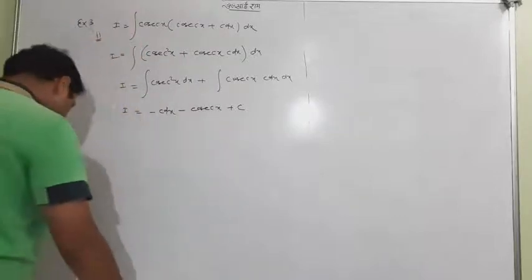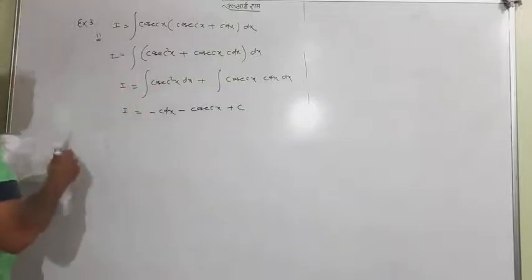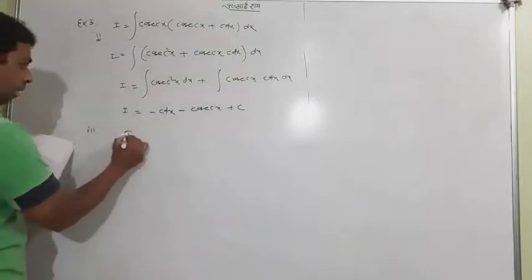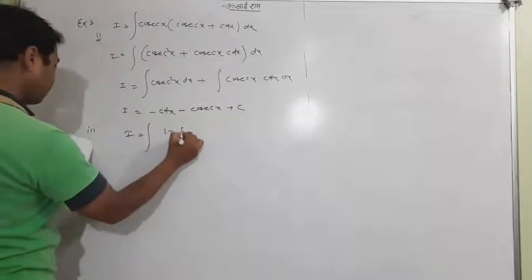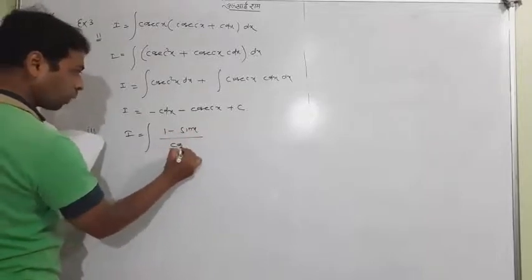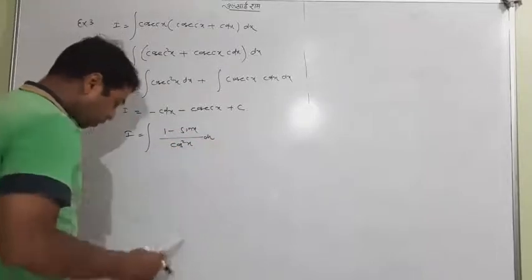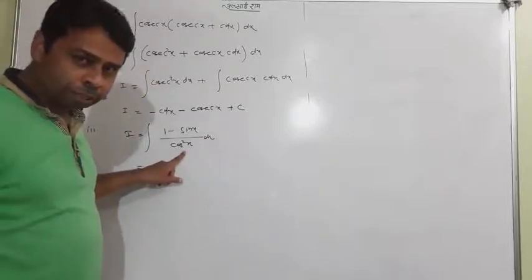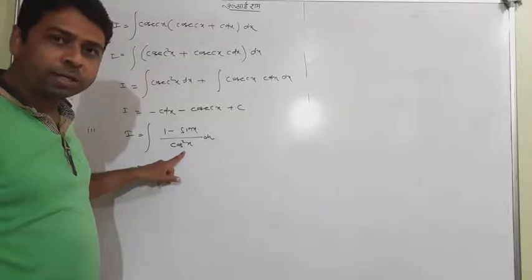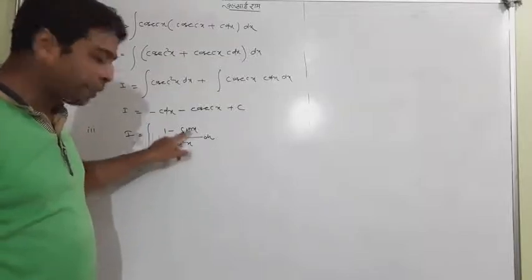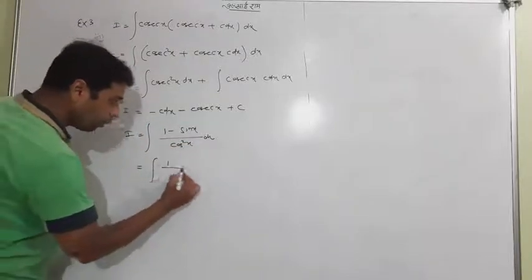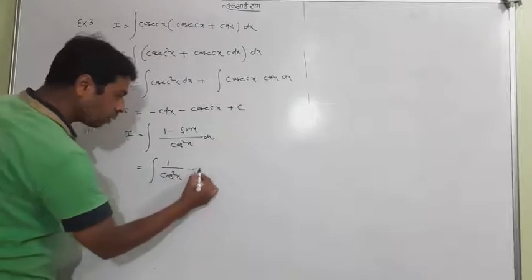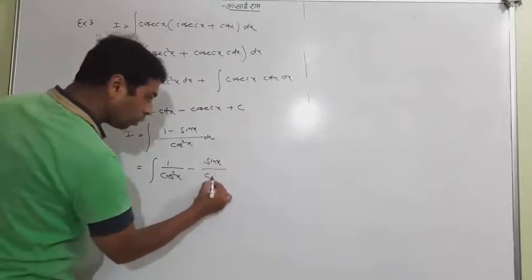Okay. So now I want to put the 3rd question. I is equal to the integral of 1 minus sin x upon cos square x. Look at the question. We have a single term in the denominator. I already taught you that there is no division law. So we only separate it. Look at 1 by cos square x, minus sin x upon cos square x.